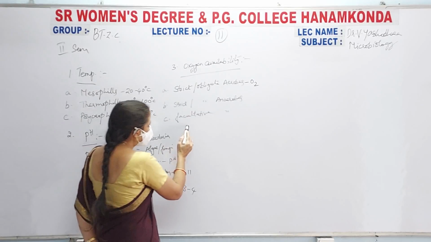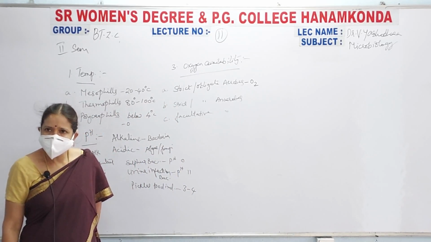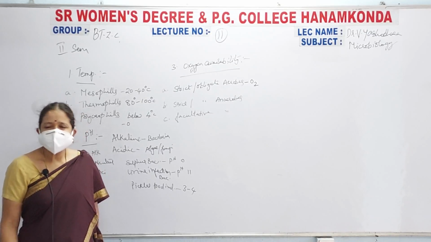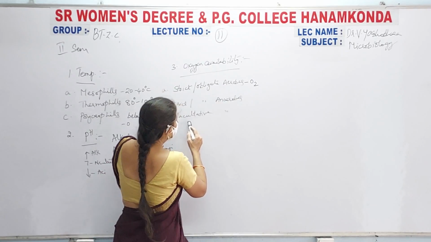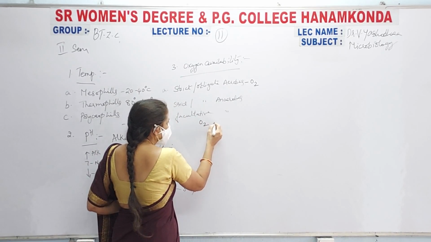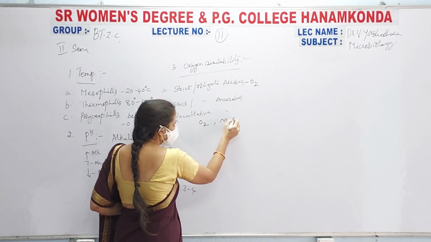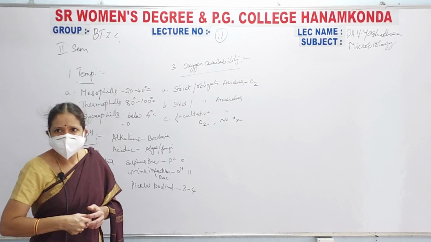Next, coming to the facultative anaerobes. These are the anaerobes which can grow both in the presence of oxygen and in the absence of oxygen. See here, they can grow in the presence of oxygen as well as in the absence of oxygen, that is, no oxygen. In both these conditions they can grow.